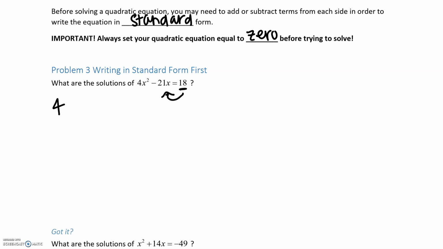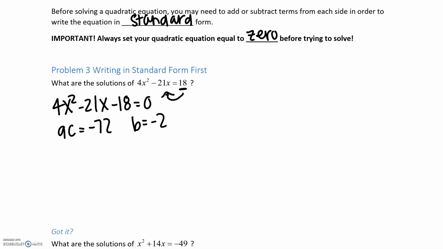So to do that, we're going to have 4x squared minus 21x. Since this is a positive 18, we're going to subtract it to the other side, which means we're going to have minus 18 equals 0. Okay, from here, we're going to have our a times c. So 4 times negative 18 gives us a negative 72. Okay, and our b equals that negative 21. Okay, so we try to find that.